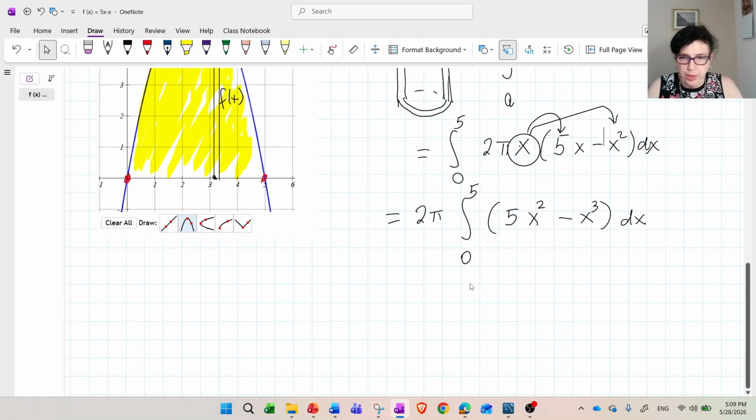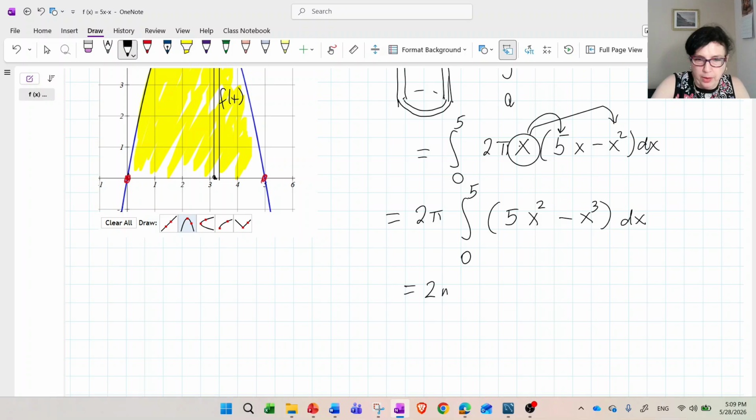Let's see what happens. So this is going to be 5, and then x squared is going to be 1/3 x cubed, and then this one is going to be 1/4 x to the 4th. And now let's substitute 0 and 5.